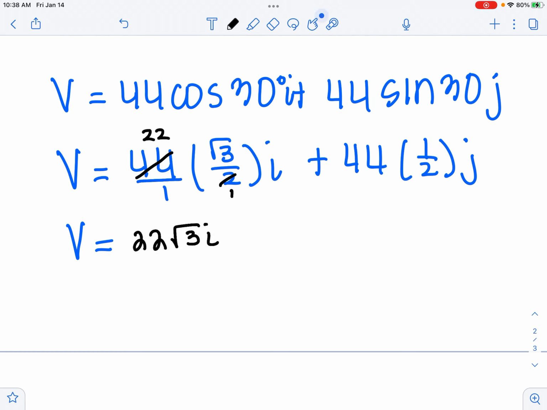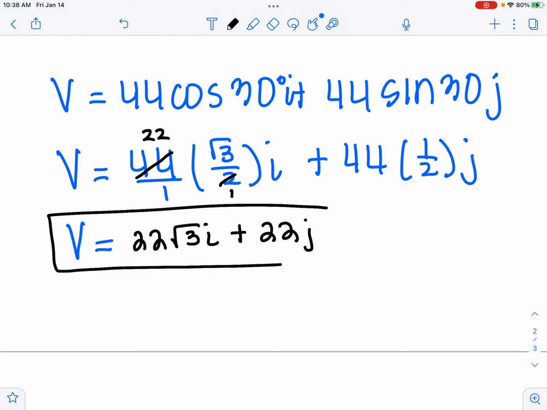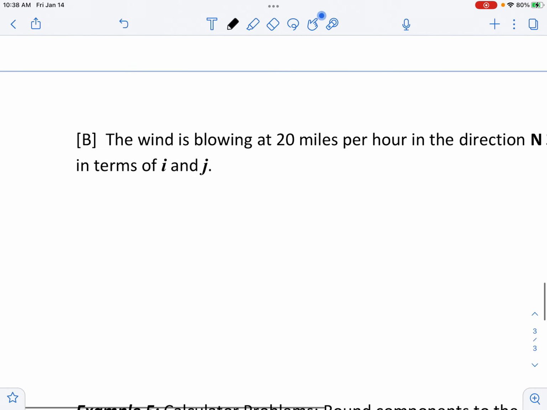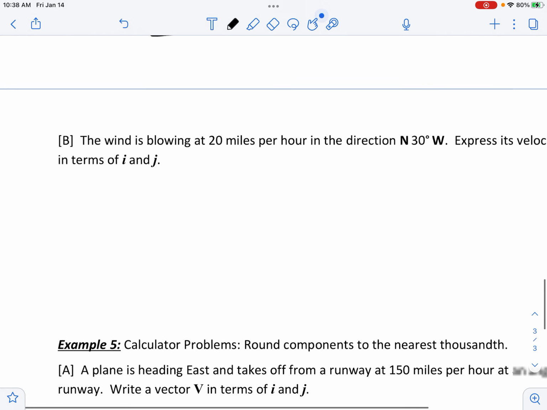2 goes into 44 22 times. So this is 22 root 3 i plus, and then half of 44 is 22 j. And there's your vector. And that's why you don't need a calculator, because you know the cosine of 30 and the sine of 30.